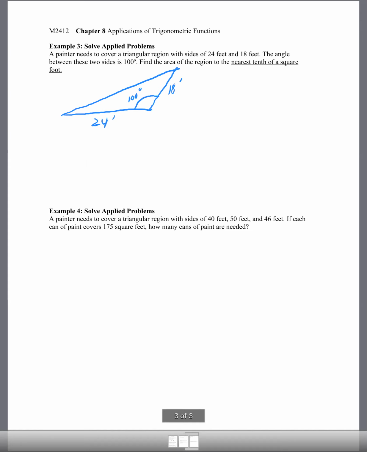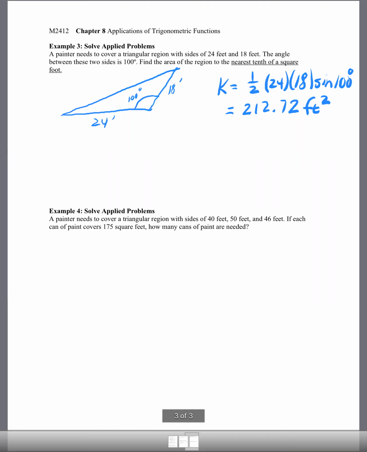And if we have an SAS triangle, then we can go straight to K is equal to 1/2 times one of the sides times the other side times the sine of 100 degrees. Calculate this in your calculator, and it gives you a value of 212.72 if you round that. This is in feet squared. Okay, you're painting the interior of that triangle. So 212.72 feet squared.